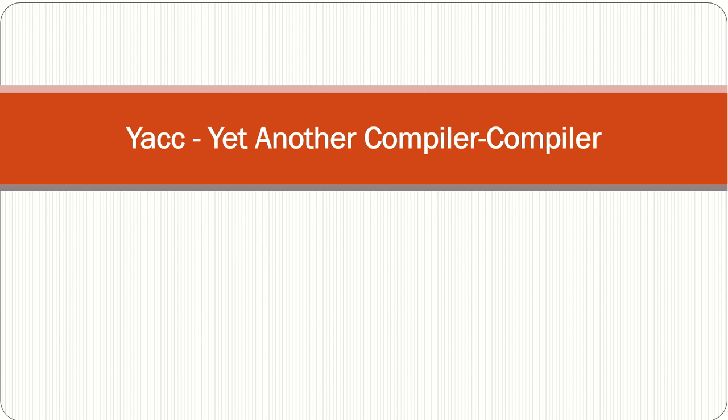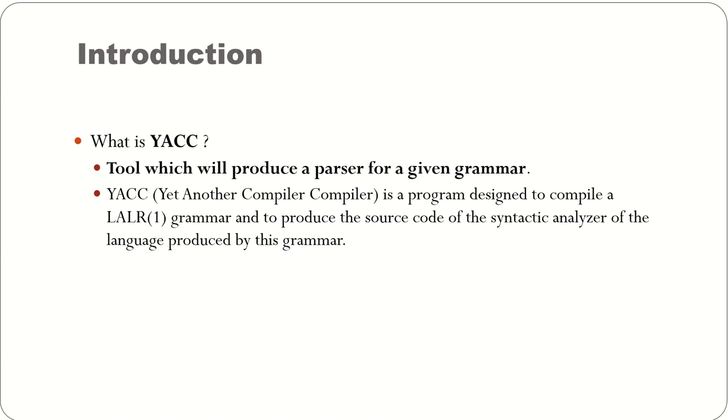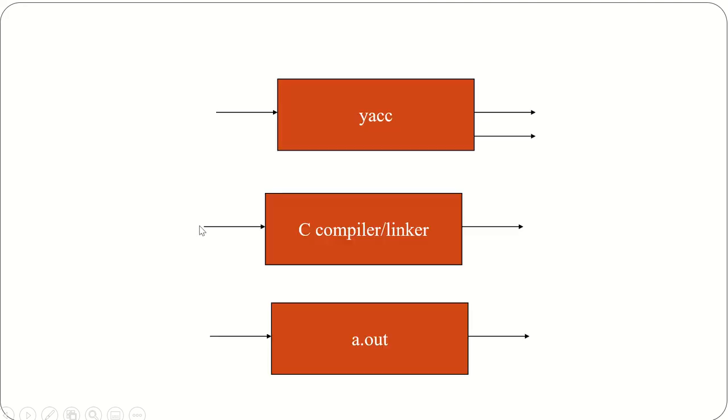Now let's see what is Yacc. Yet Another Compiler Compiler. It is used for building a parser automatically. Like the Lex specification, you can give a Yacc specification for generating a parser for your compiler. It is a tool which will produce a parser for a given grammar, to produce the source code of a syntactic analyzer of the language produced by this grammar, and it generates an LR parser in the form of a C program.